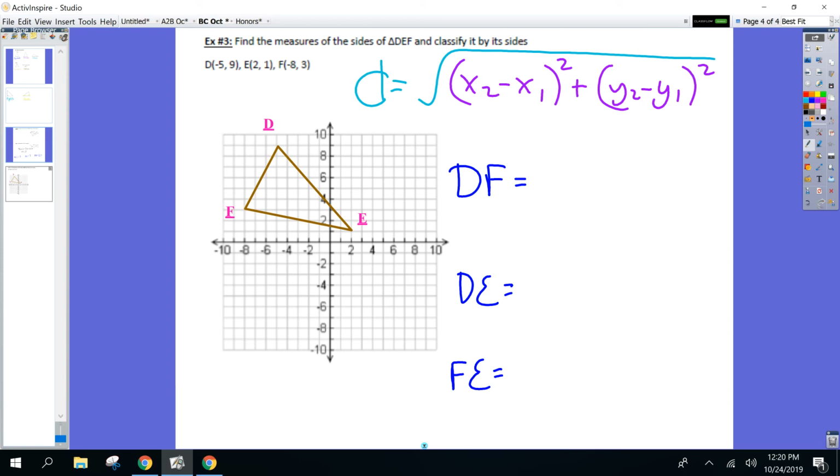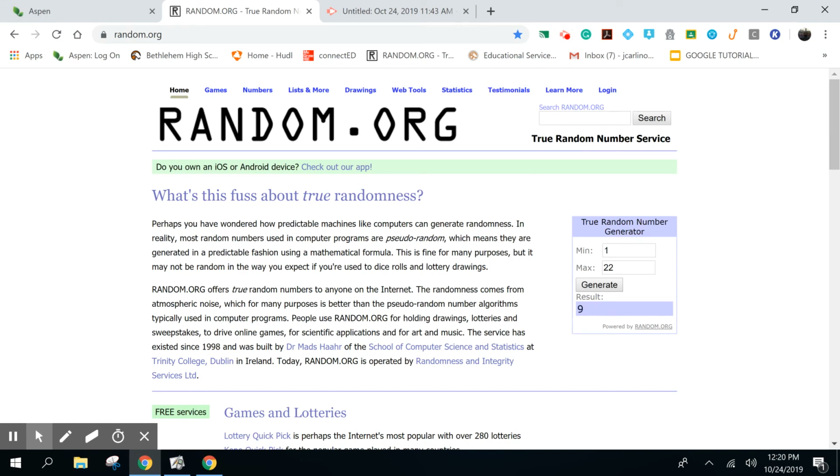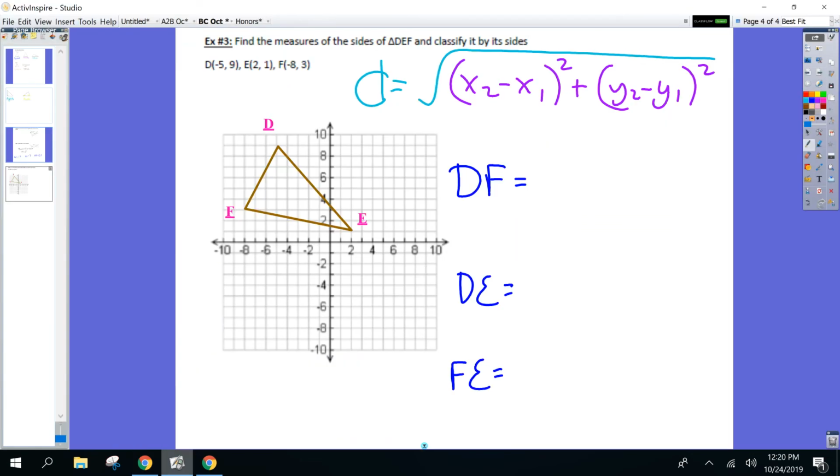Okay, ready? DF. What did we end up getting for DF? Correct. You had square root of 45 originally, and then you broke that down into 9, a perfect square, times 5, and that's where the 3 radical 5 was produced. Good? All right, how about DE?